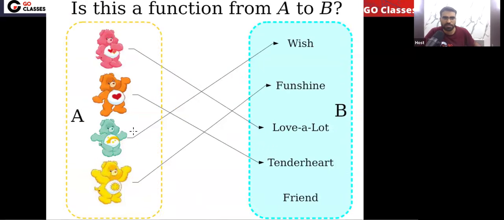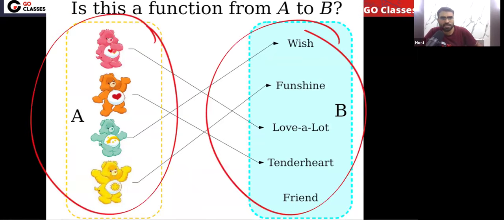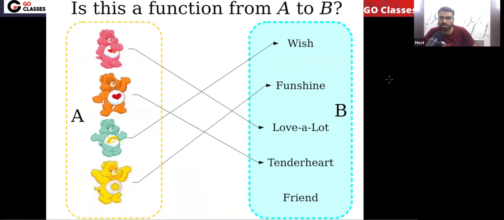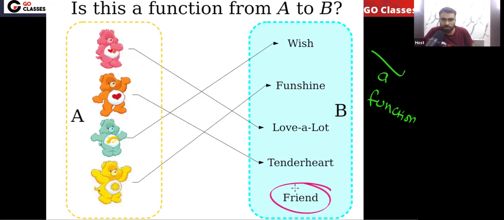Tell me, is this a function on your screen, from set A to set B? Yes, this structure is a function, because you can notice every element of set A is associated with exactly one element of set B. You tell me one thing: in set B, no element of A is mapping to this element. Is this fine? Do we allow this in a function? Yes, this is allowed in a function.